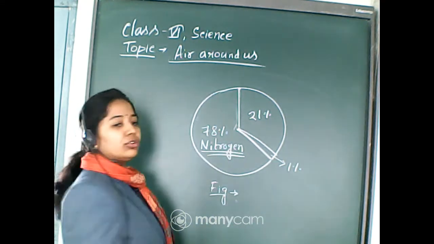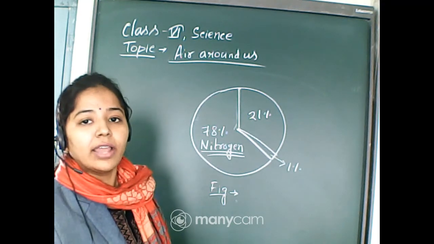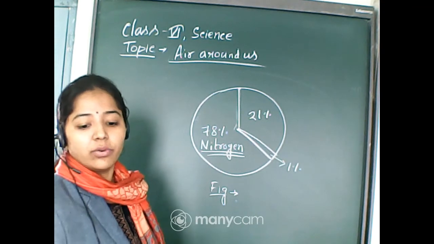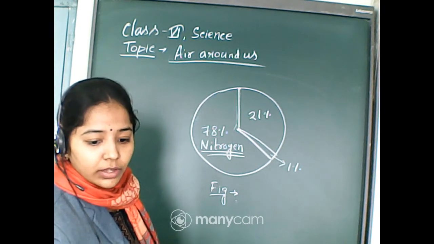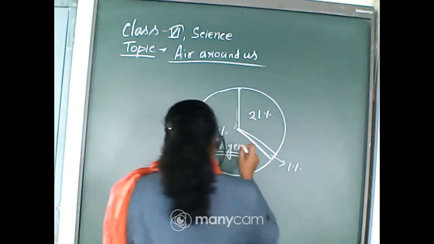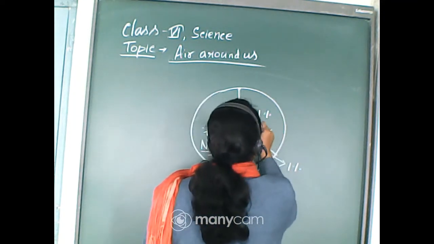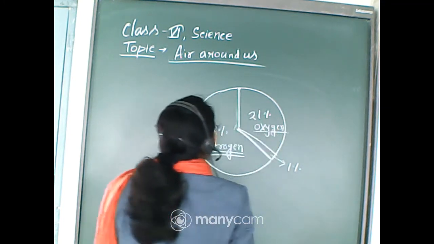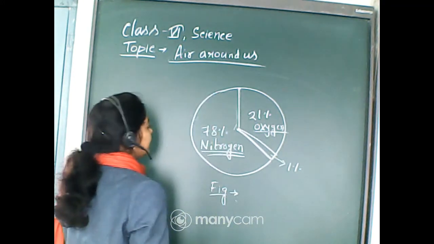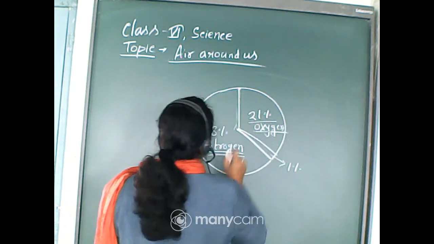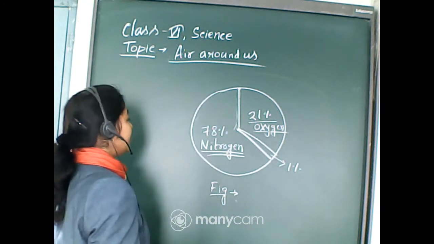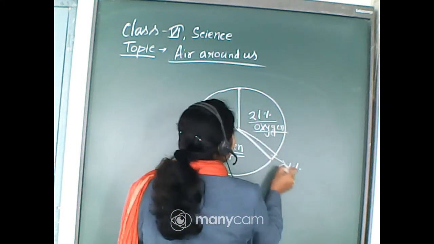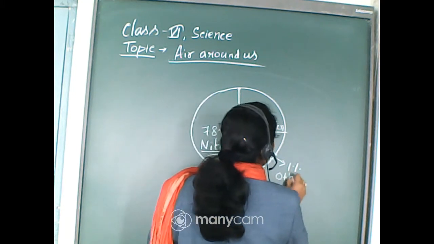Nitrogen is very essential for our life, and very essential for the growth of plants. Then 21% is oxygen. Without oxygen we cannot live, you know. So oxygen in the air is only 21%, and nitrogen is 78%. And the remaining 1% is called other gases.